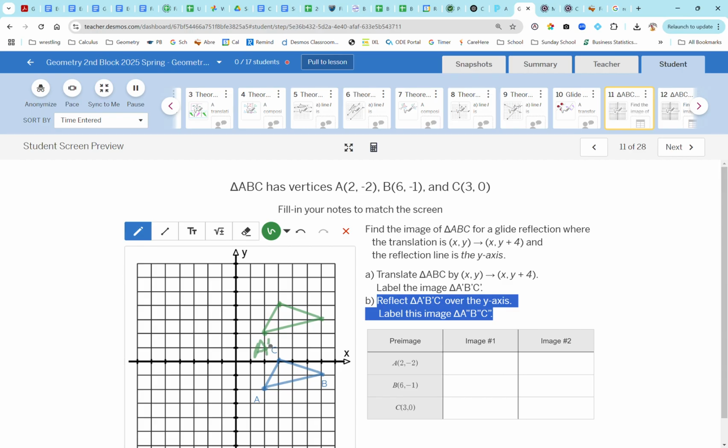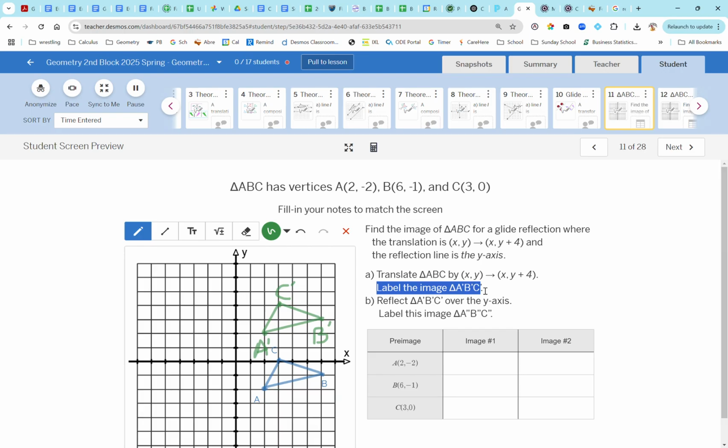That's something that you'll see on your test. If it asks you to label that, whether it's on a unit test or the end of course exam, you better label it to get full credit. It says label it A prime, B prime, C prime. Now the reflection is across this vertical line, the y-axis.